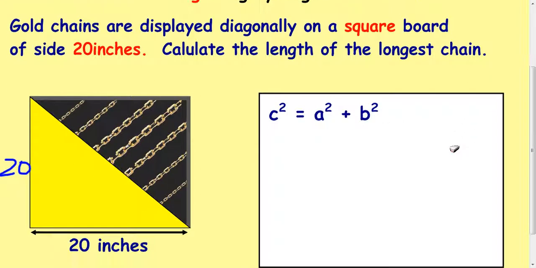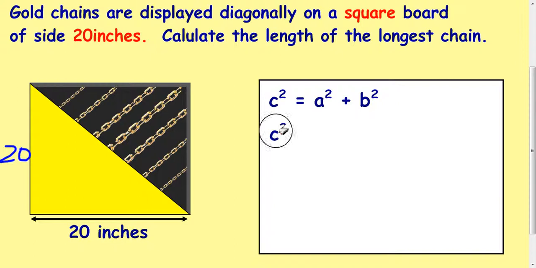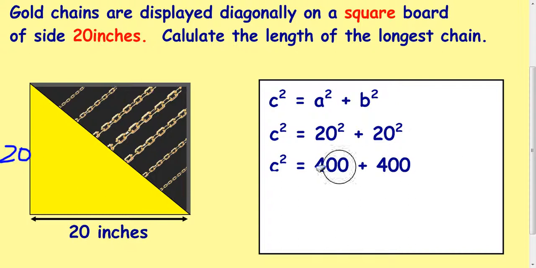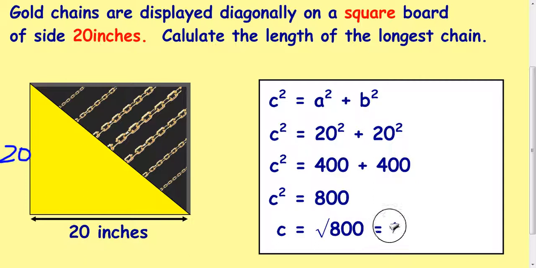So c squared equals a squared plus b squared. c squared equals 20 squared plus 20 squared. Now that's 400 plus 400. So that comes to 800. And then if we square root our answer, the square root of 800 gives us 28.3 inches for the length of the longest chain.